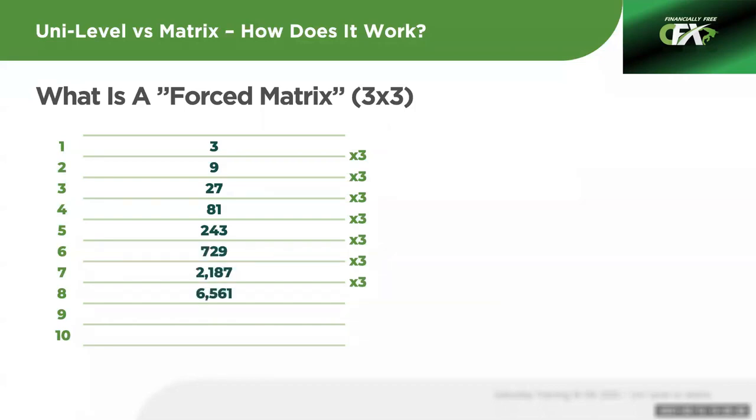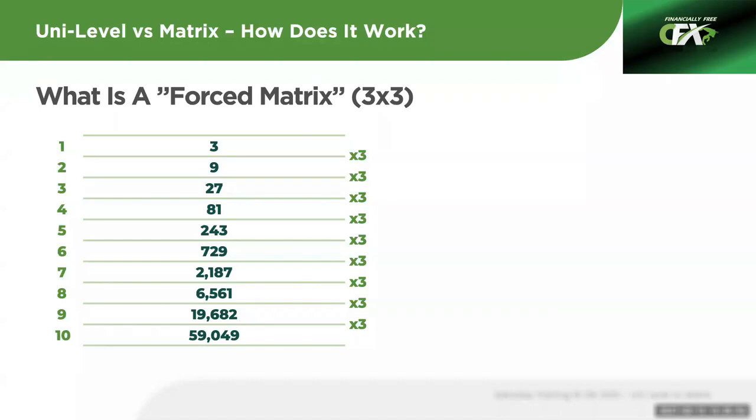So on a force matrix, you would have 3, 9, 27, 81, 243, 729, 2,187, 6,561, 19,683, and 59,049 on your level 10. So you see that you've 3 by 3 going down 10 levels, so 3 by 10.